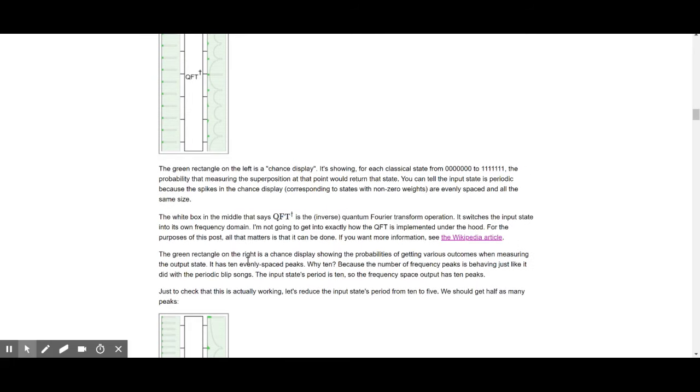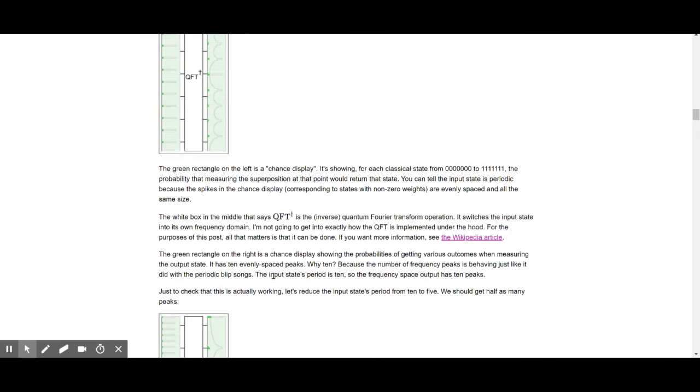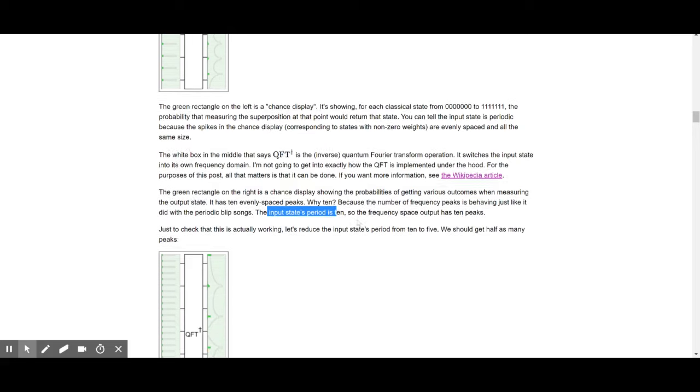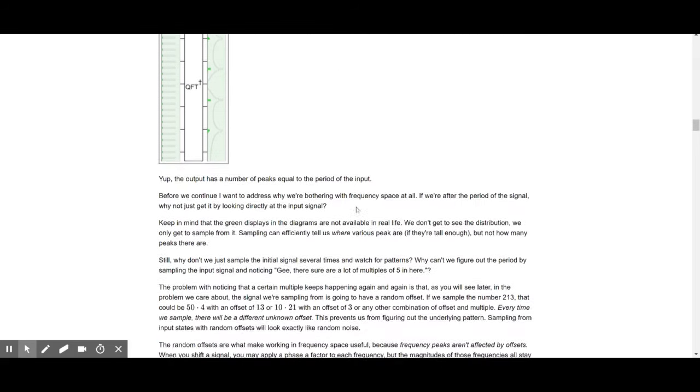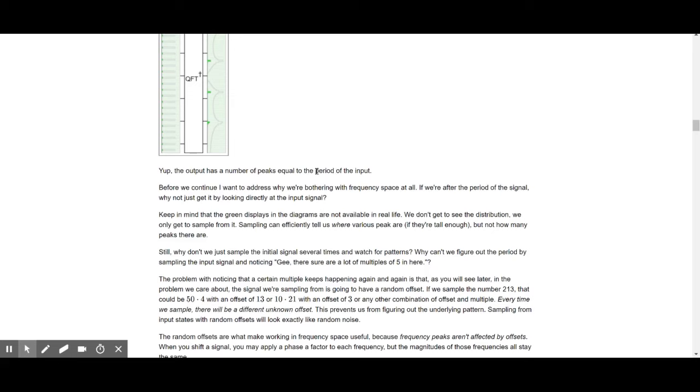The rectangle on the right is a chance display showing the probabilities of getting various outcomes when measuring the output state. It has 10 evenly spaced peaks. Why 10? Because the number of frequency peaks is behaving just like it did with the periodic state. The input state's period is 10, so the frequency space output has 10 peaks.